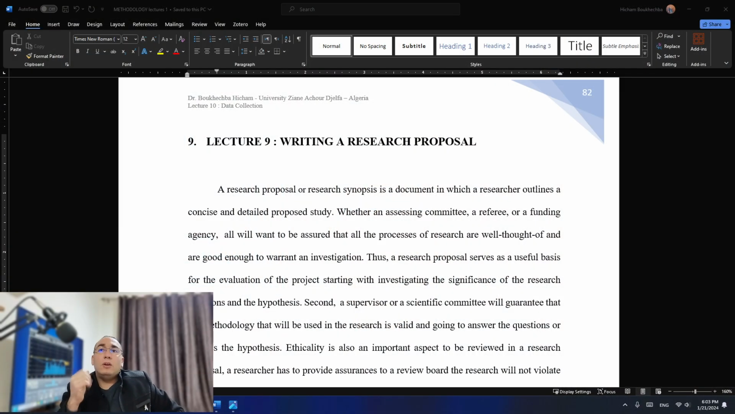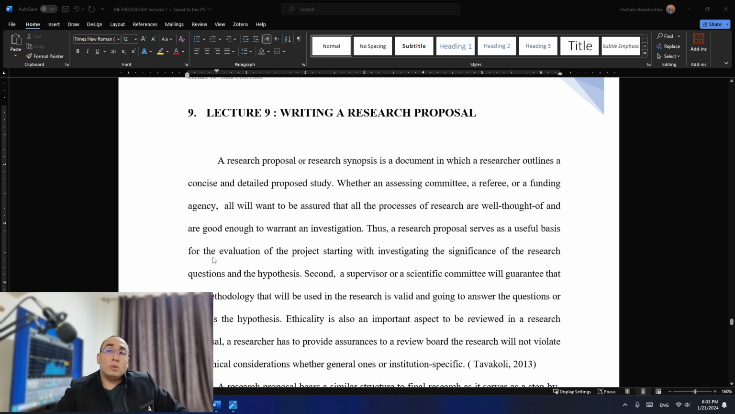So let's start. What is a research proposal and how to write a research proposal? The first thing let's talk about is what a research proposal is. A research proposal, or research synopsis, is a document. This is the first thing that you really have to know, that it is a document. It's not a kind of research by itself, but it is a document, and this document has a specific purpose.